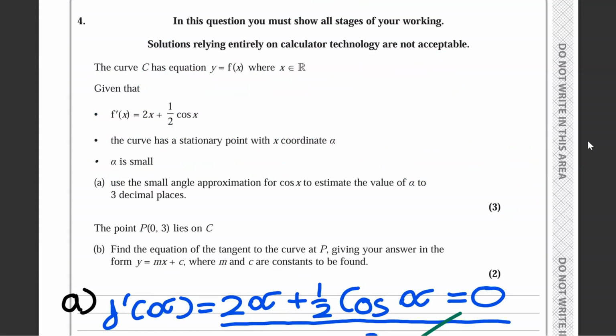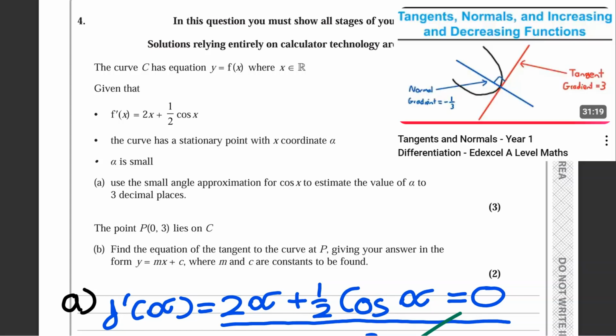Okay, so for part B, we're told that the point P, which is (0, 3), lies on C, and we need to find the equation of the tangent to the curve at this point P, giving our answer in the form y = mx + c, and this is worth 2 marks. So this is to do with finding the equation of a tangent, which is Year 1 differentiation.